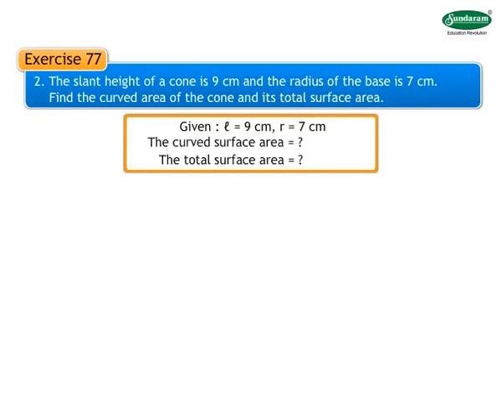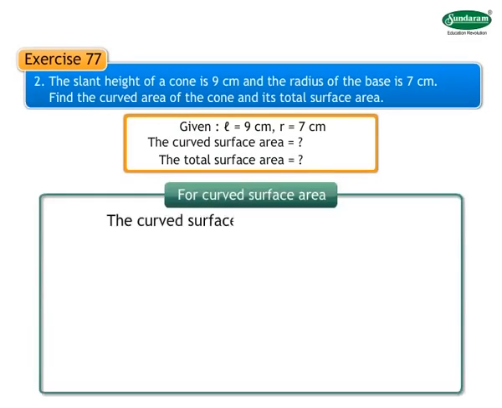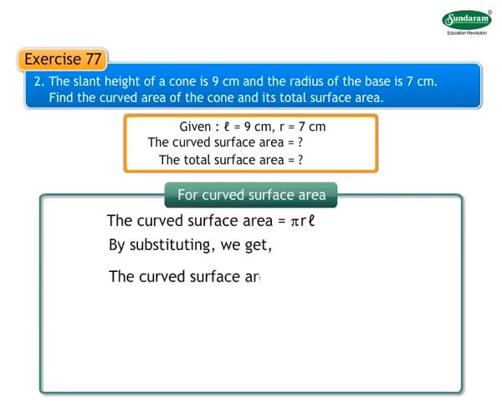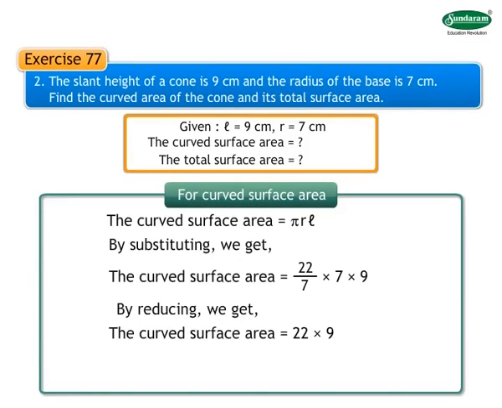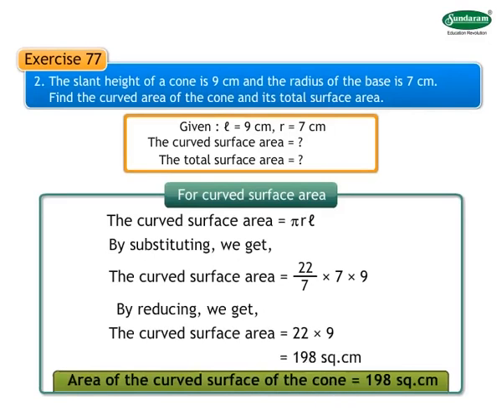As per the formula of the curved surface area, the curved surface area of a cone is equal to pi RL. By substituting we get the curved surface area of a cone is equal to 22 upon 7 into 7 into 9. By reducing we get the curved surface area of a cone is equal to 22 into 9, which is equal to 198 square centimeter. Area of the curved surface of the cone is 198 square centimeter.